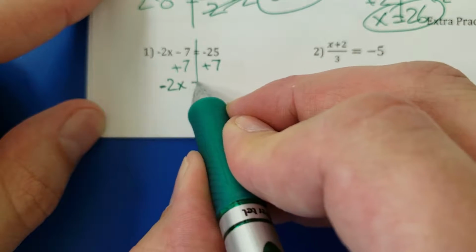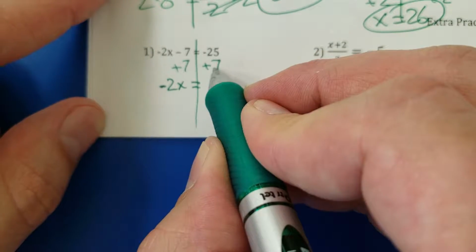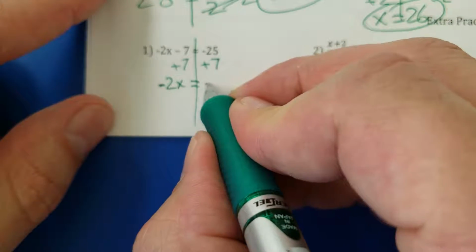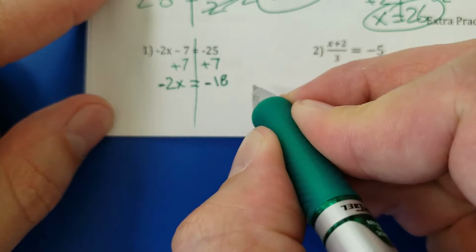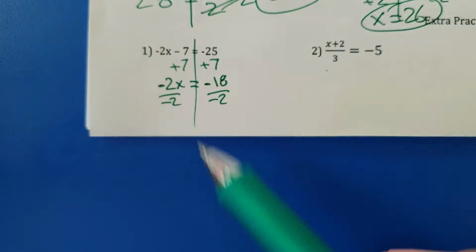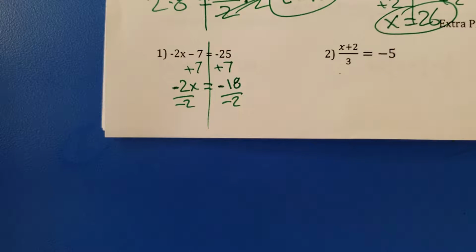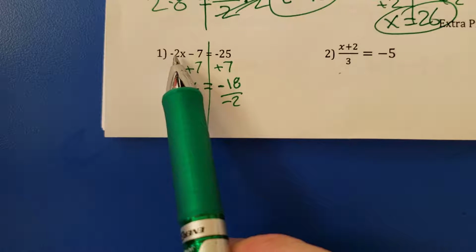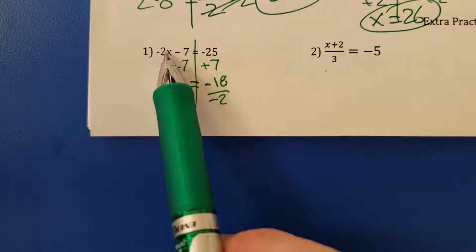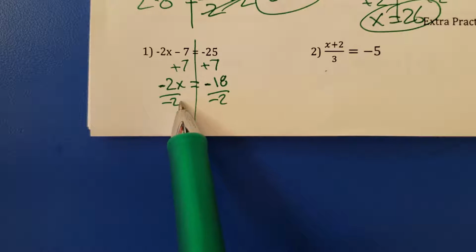Negative 2x is going to equal, let's see, negative 25 plus 7. It's kind of like 25 minus 7, only it's all reversed. So it's going to be a negative 18, I believe, divided by a negative 2. Now, the reason I made this one. So some students might think, oh, that is a negative 2, so I'm going to add 2 to get rid of it. No. It's connected by multiplication, so you must use division to get rid of it.